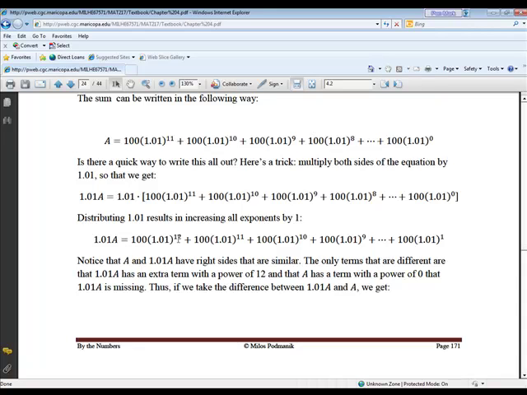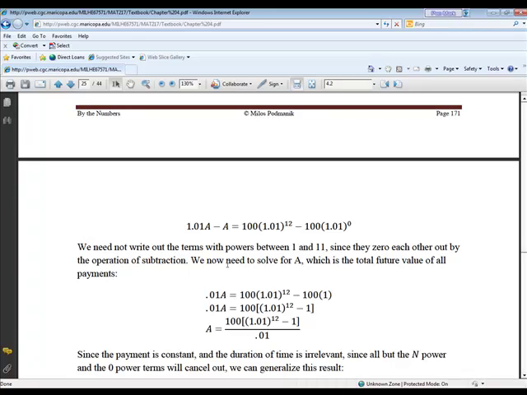Now notice that we get a bunch of similar terms. This guy matches up, this guy matches up, this guy matches up. They all match up except the last two terms. The 12th power term doesn't have anything to match up with over here, and the 0th power term doesn't have anything to match up with over here. So if we subtract these two equations, 1.01a minus a, everything cancels out except the very largest term and the very smallest term. Now if you reduce this down, 1.01 minus 1 is 0.01, a equals that, and then you divide by 0.01, you get this thing here.